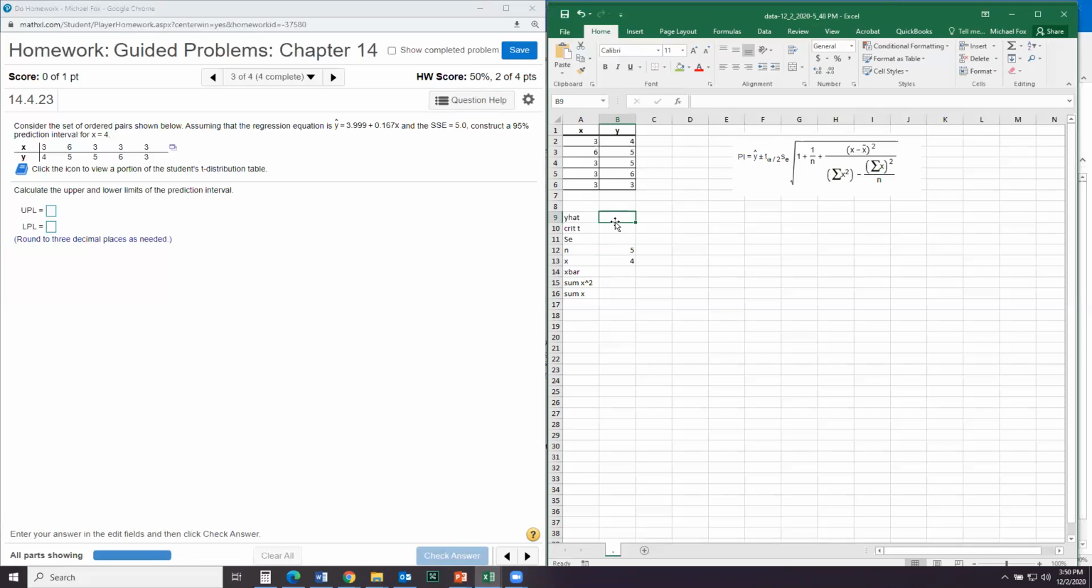So y hat is the expected value of y for a given value of x. So if this is the formula for y hat, then I can find it by doing 3.999 plus 0.167 times x. So if x were 4, then we would expect y hat to be 4.667. Okay. My critical t, this is a two-tailed t-test, so equals t.inv.2t for a 95% confidence interval. I'm going to put 0.05, 1 minus that, right? And then for degrees of freedom, I'm going to do n minus 2.